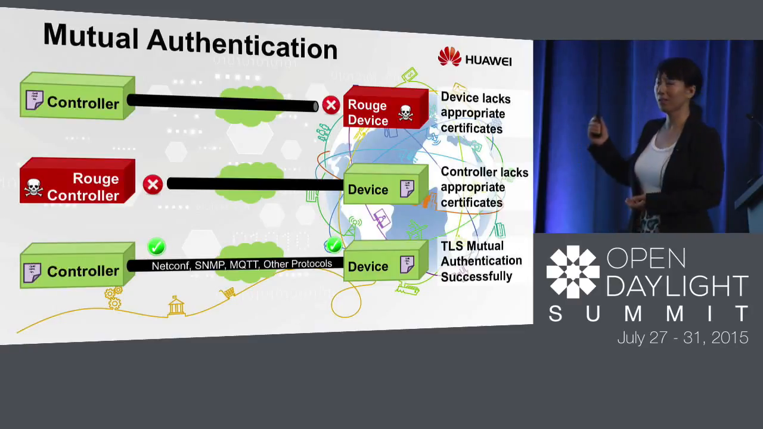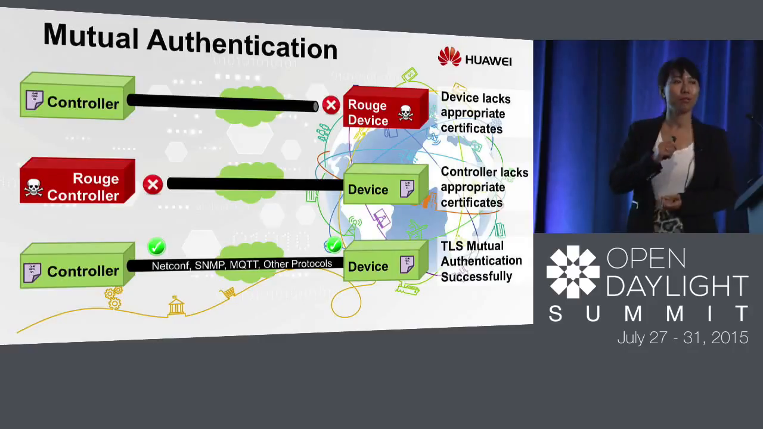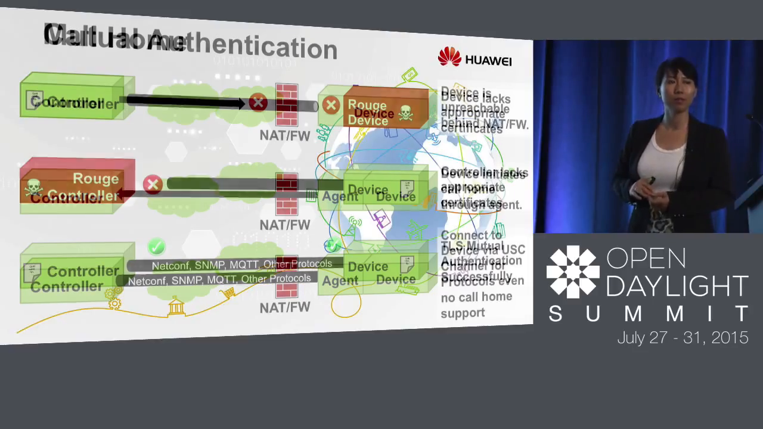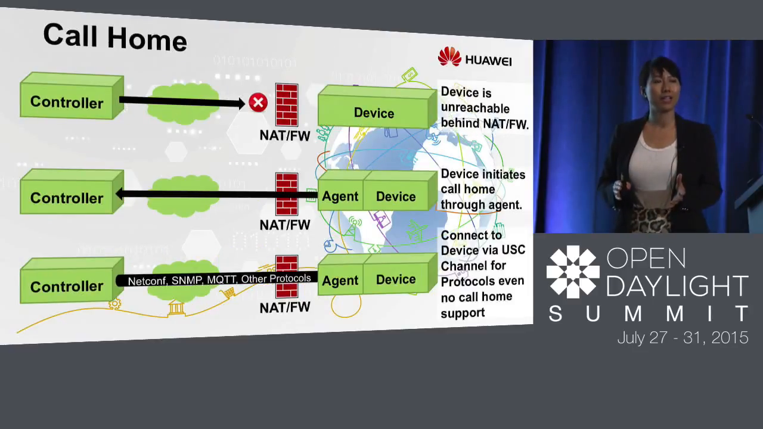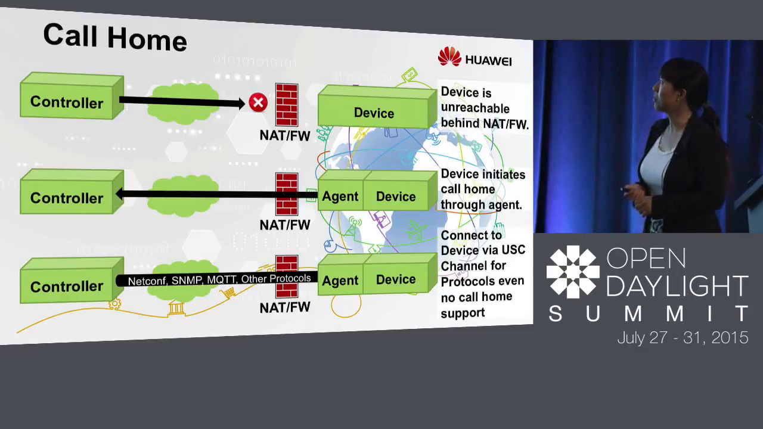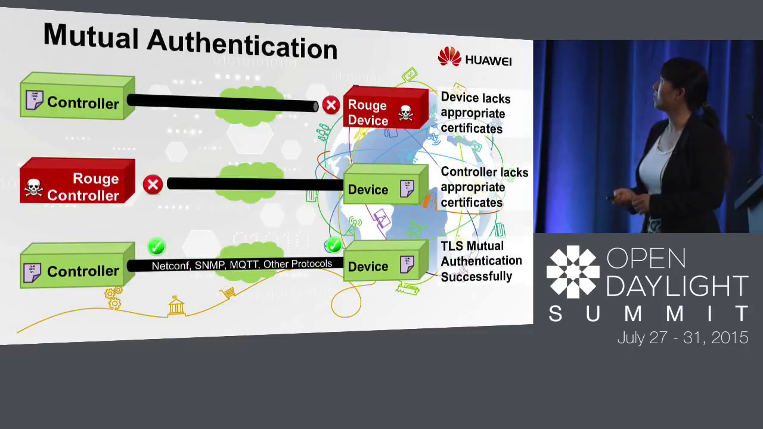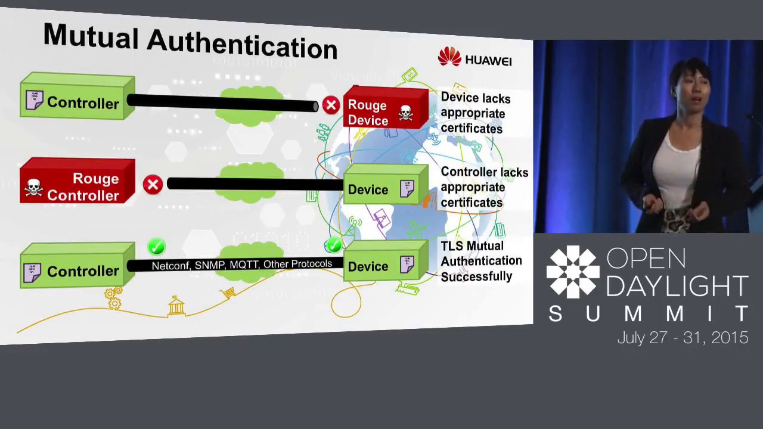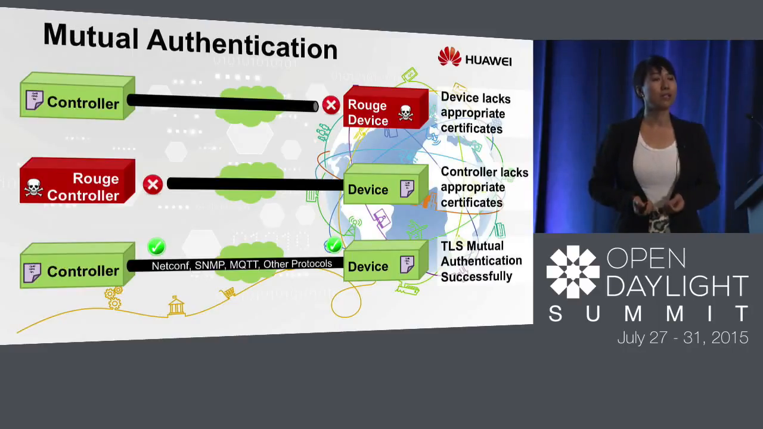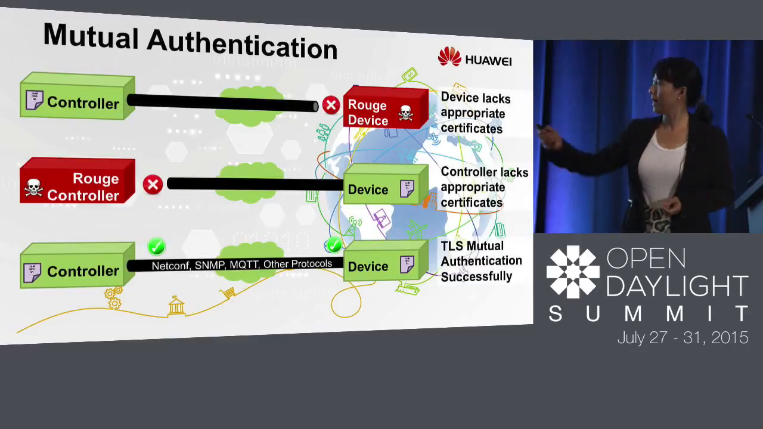That may not be significant to you, but in the industry or the enterprise, security is very important. You don't want your edge router to be controlled by some rogue controller. So mutual authentication is very, very important in this kind of case. UAC leverages TLS mutual authentication, so it provides authentication for both sides.